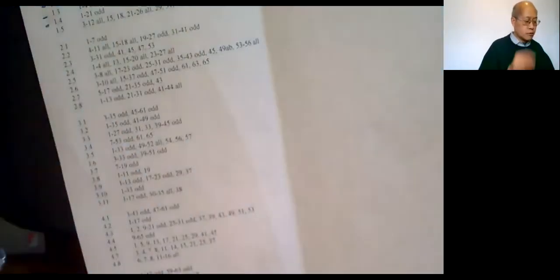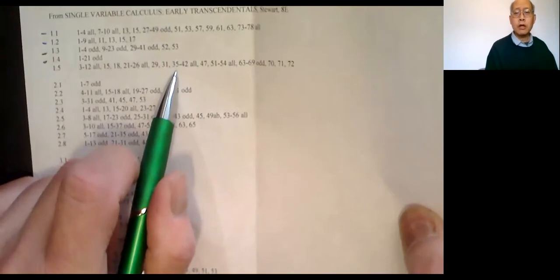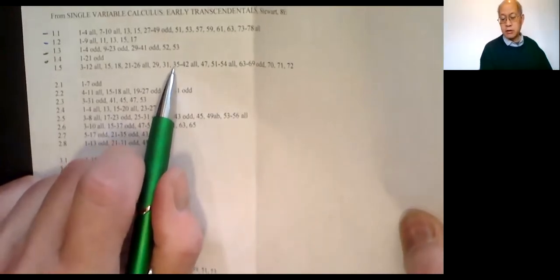All right, then we have some practice with logs. So 35 to 42 all. Okay, so I guess try to do as many evens as possible. Try to remember how we did logs.